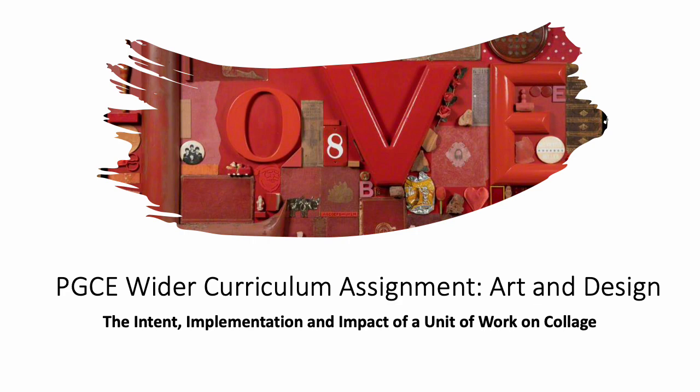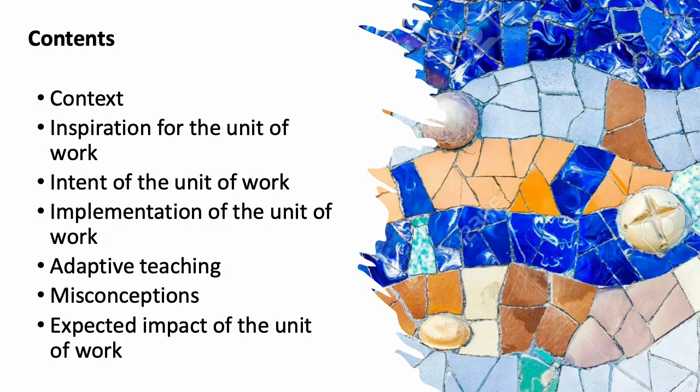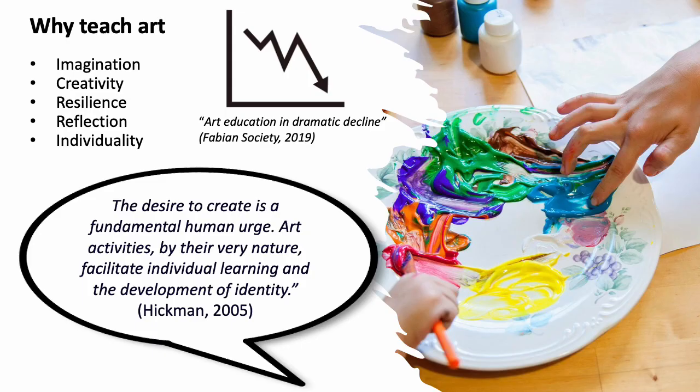The intent, implementation, and impact of a unit of work for a Year 4 class on collage in art and design. In this presentation, I will discuss the context for why and how we teach art and design, the inspiration for this unit, the intent and implementation of this medium-term plan, including 3 critical decisions that were made during planning and any misconceptions that may arise, and finally, the expected impact of this unit of work on the pupils.